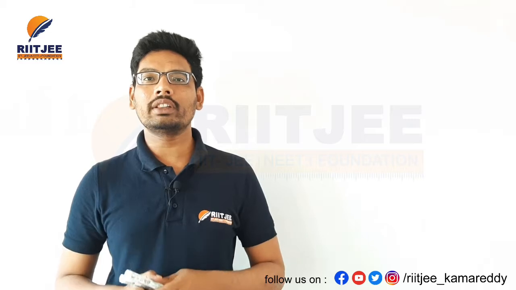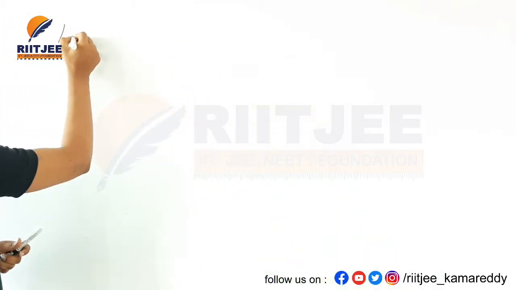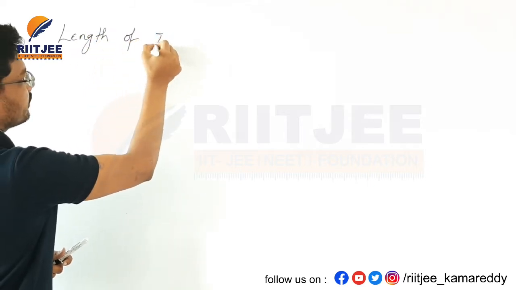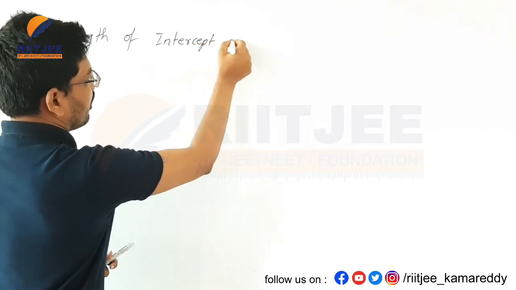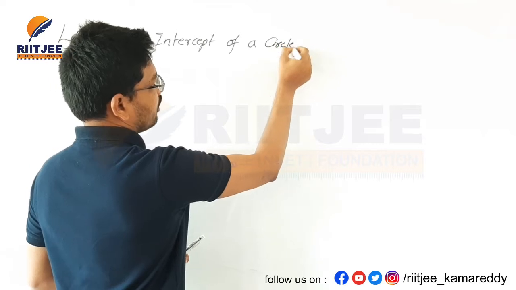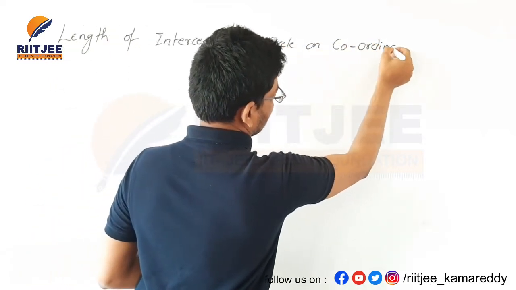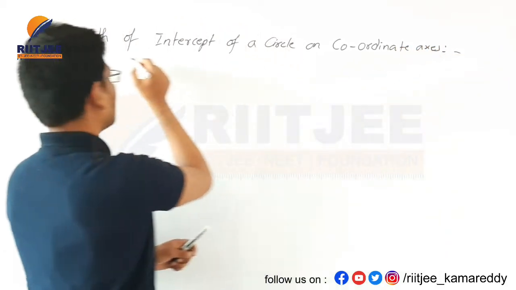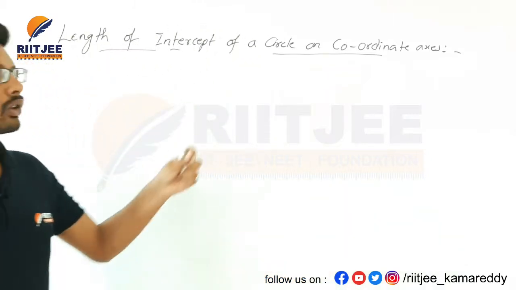Now we are going to learn a new concept, that is the length of intercept of a circle on a coordinate axis. Here the concept is the length of intercept of a circle on a coordinate axis.